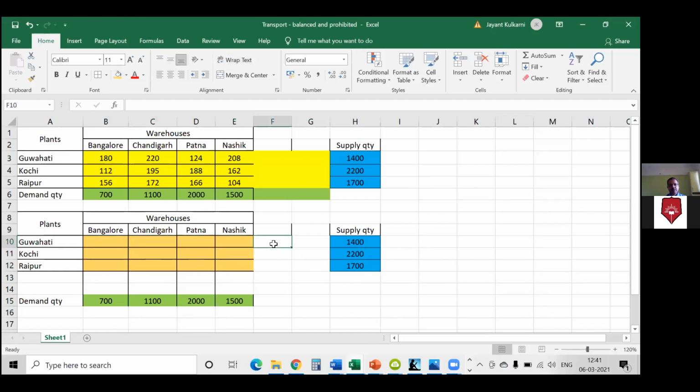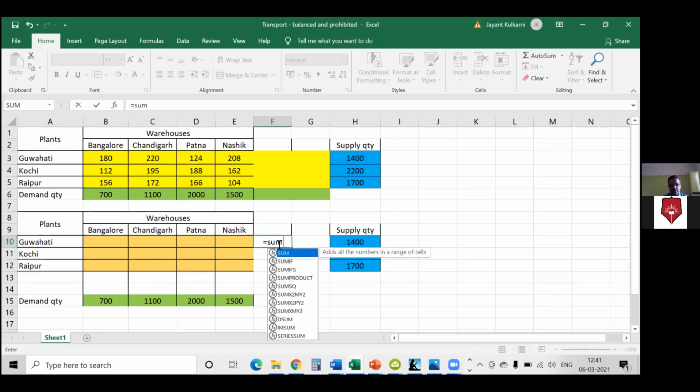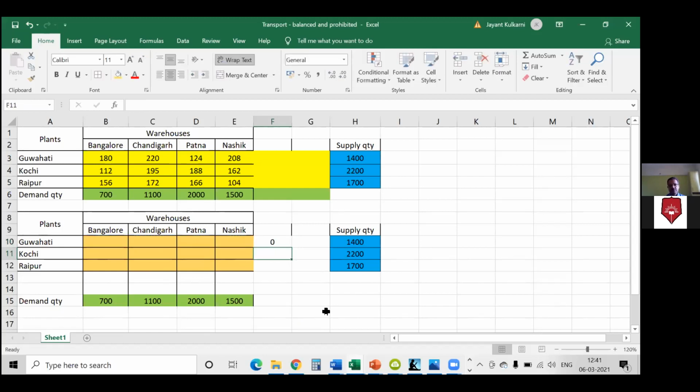Now, as we know, this particular cell is going to contain the sum of the quantities that are going to be shipped from the Guwahati plant, right? So here I'm going to capture the formula for the sum of these four values, correct? Press enter. Currently it will be 0 because there are no values here. And I'm going to simply copy the formula down.